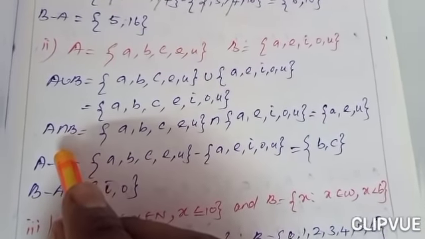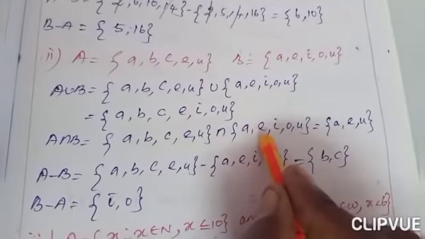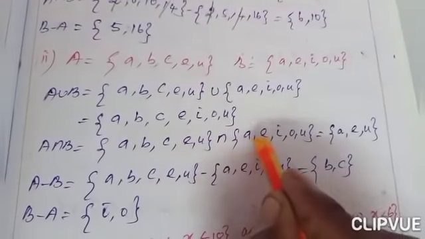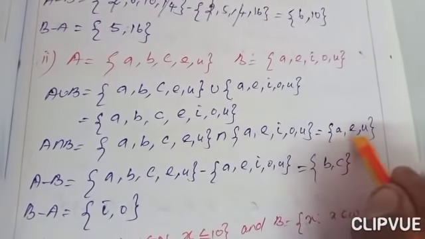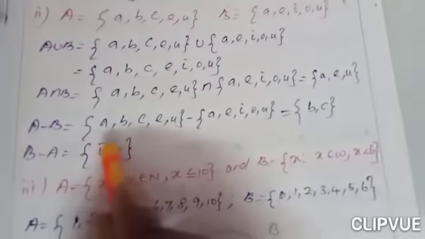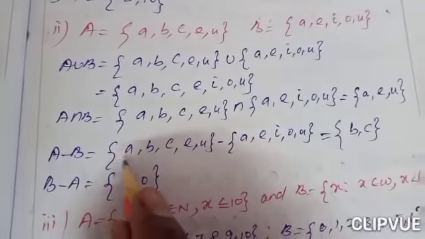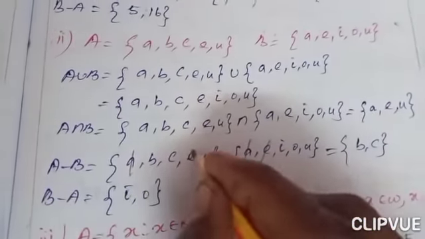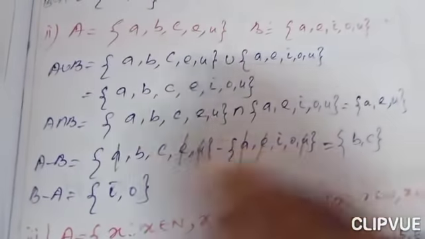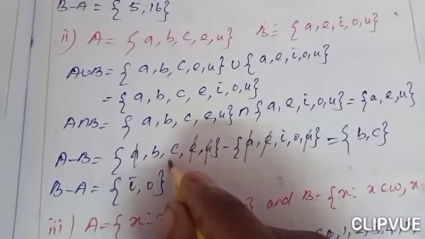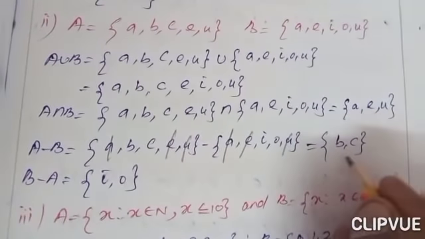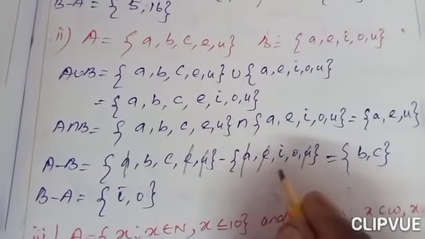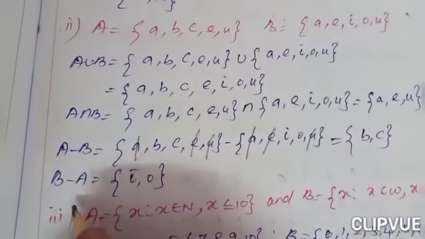A intersection B: we have to write the common elements in set A and B. What are the common elements we have? A, E and U. That is what I have written here: A, E, U. A difference B: write the two sets A and B. After that strike out the common elements. E also we have, strike it. After that U we have. Write the remaining elements in set A, that is A difference B. What are the remaining elements? B and C. Write the remaining elements in set B. What are the remaining elements we have? I and O, that is B difference A.